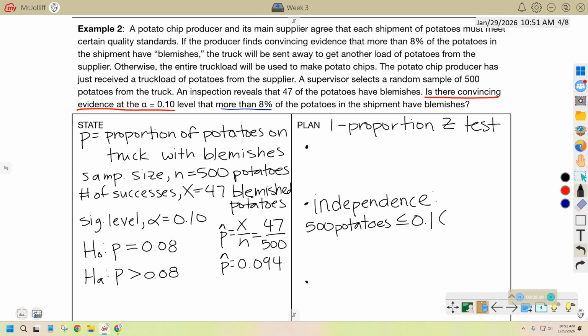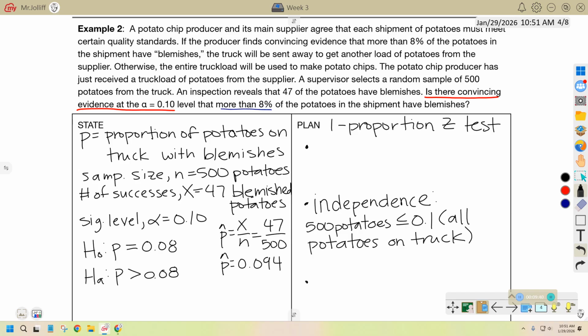What is my population of interest? All potatoes. All potatoes where? On the truck. Very good. On that shipment. On the truck, in the truck, I don't know how you want to say that. Very good. In that single truckload that we're looking at. Perfect.